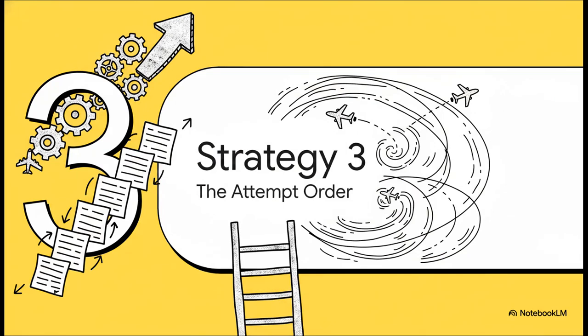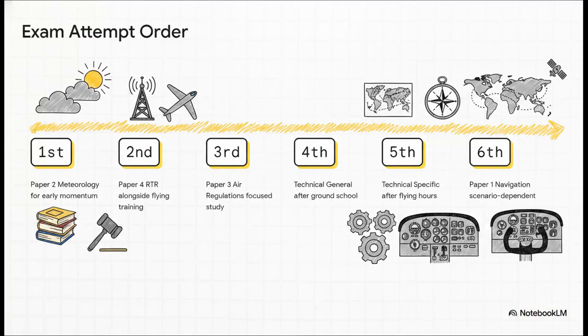Strategy 3, the attempt order. Your sequence shouldn't just be random. It needs to be a highly specific order, designed to build momentum and layer your practical flying knowledge logically. Start with paper 2, meteorology, for an intuitive early win. Then move to RTR, because that radio content gets reinforced by your actual flying. Third is paper 3, air regulations. It's structured and manageable. Fourth, hit technical general when your ground school engine and systems knowledge is fresh. Fifth, take technical specific, but only after knowing your aircraft through actual flying. And finally, leave the absolute hardest, most scenario-dependent paper, navigation, for 6th. By then, your understanding will be at its deepest.